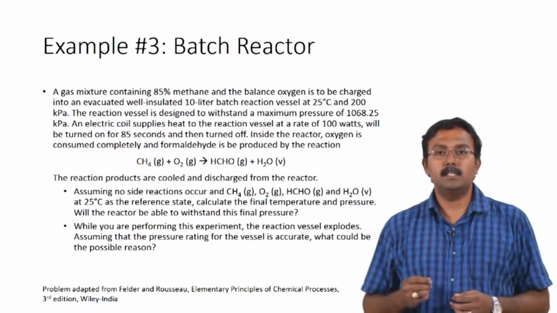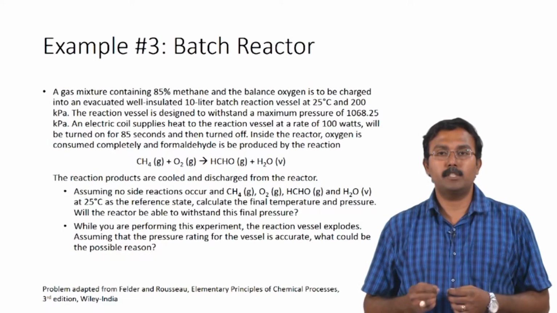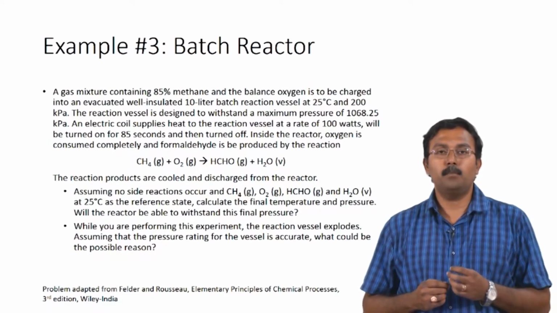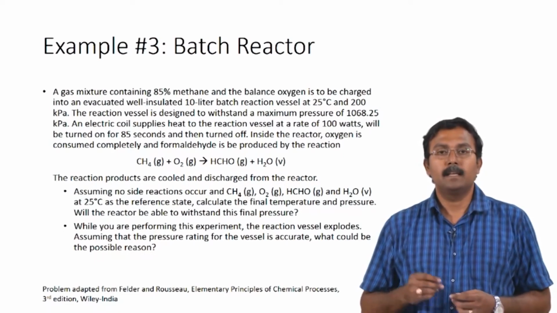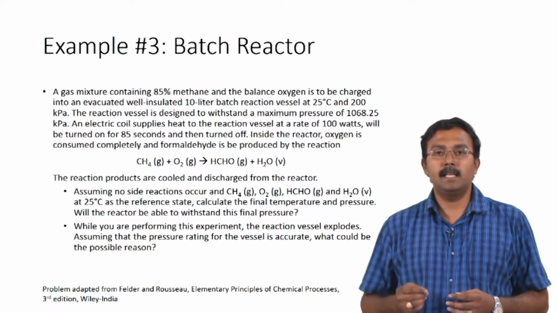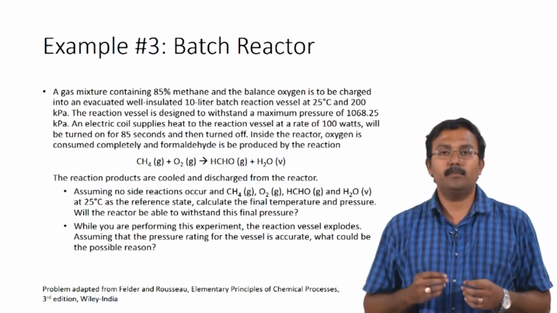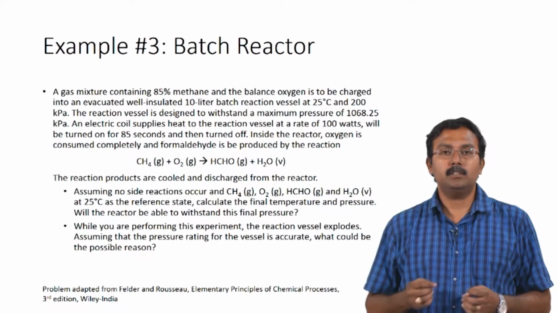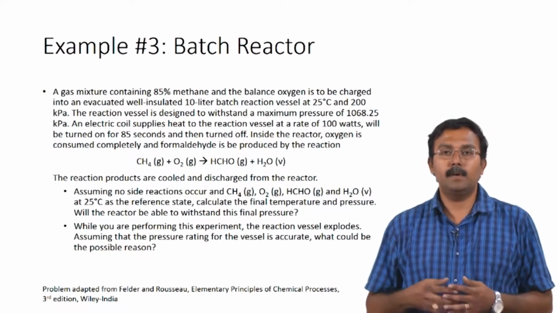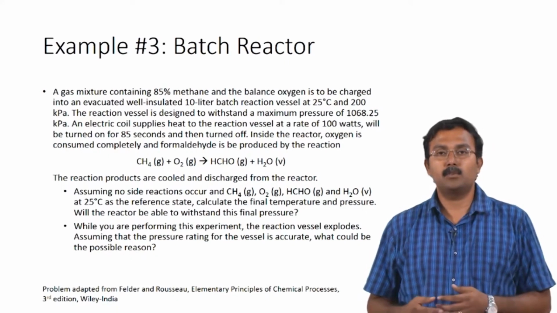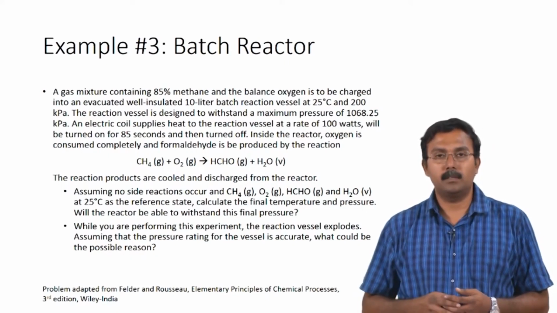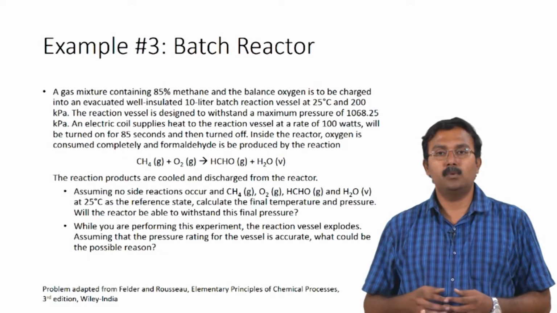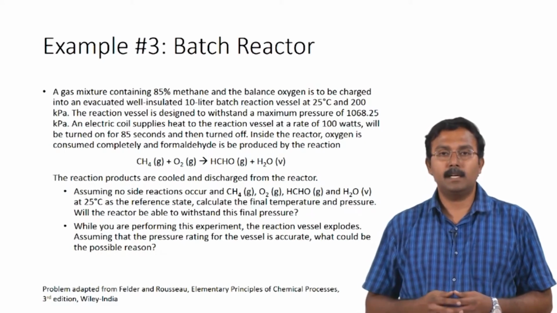The reaction vessel is designed to withstand a maximum pressure of 1068.25 kilopascals. An electric coil supplies heat to the reaction vessel at a rate of 1000 watts, and it will be turned on for 85 seconds and then turned off. Inside the reactor, oxygen is consumed completely and formaldehyde is to be produced by the reaction, where methane reacts with oxygen to form formaldehyde and water. The reaction products are cooled and discharged from the reactor.